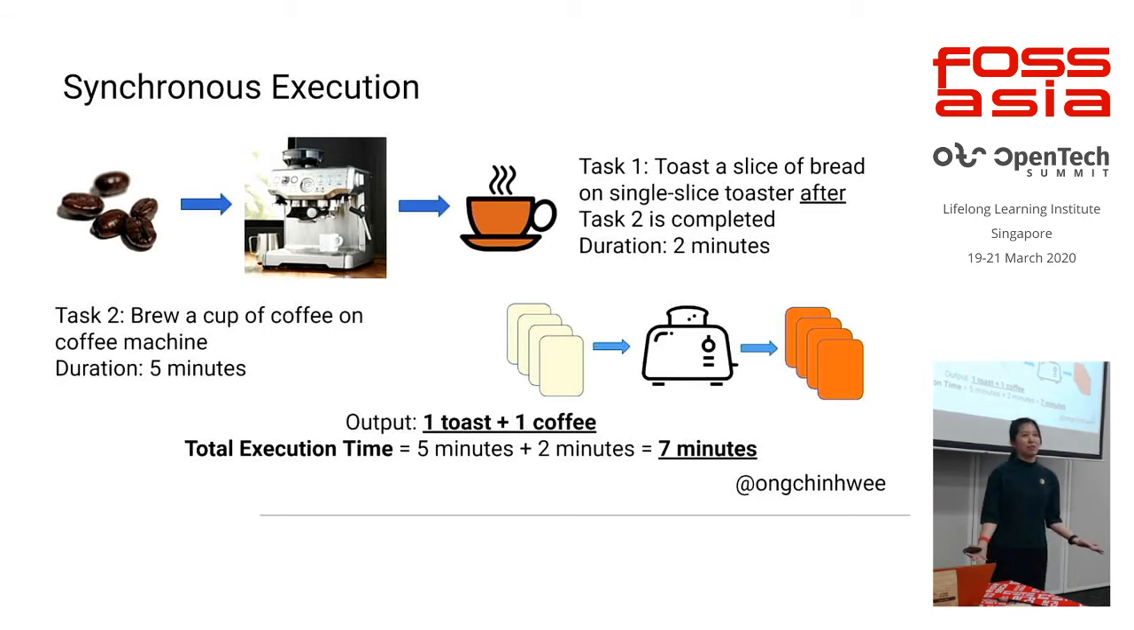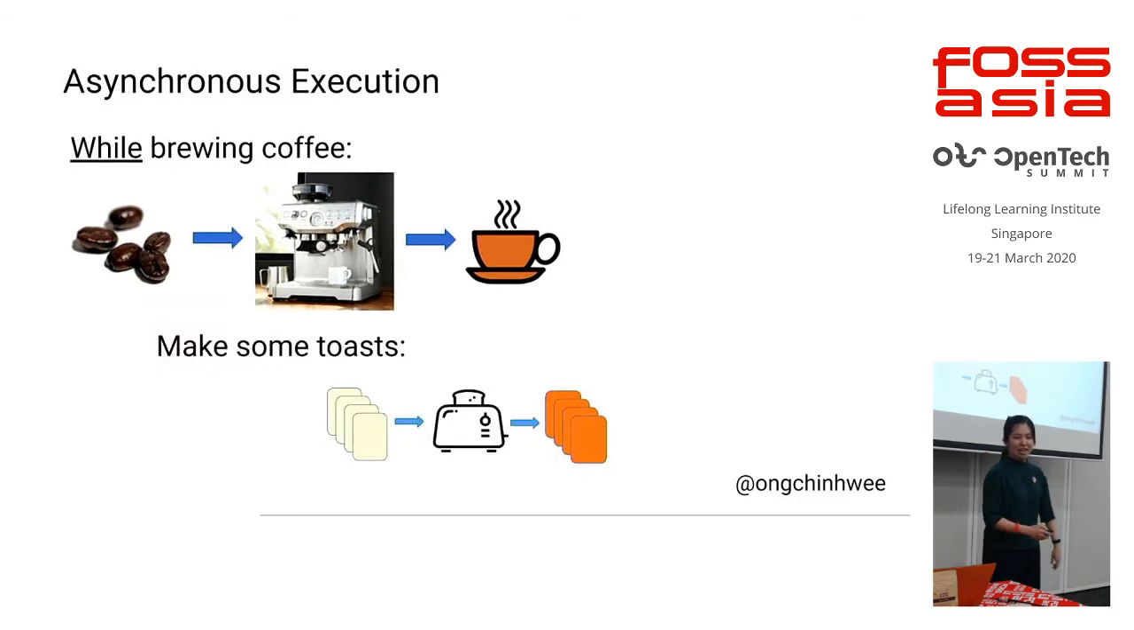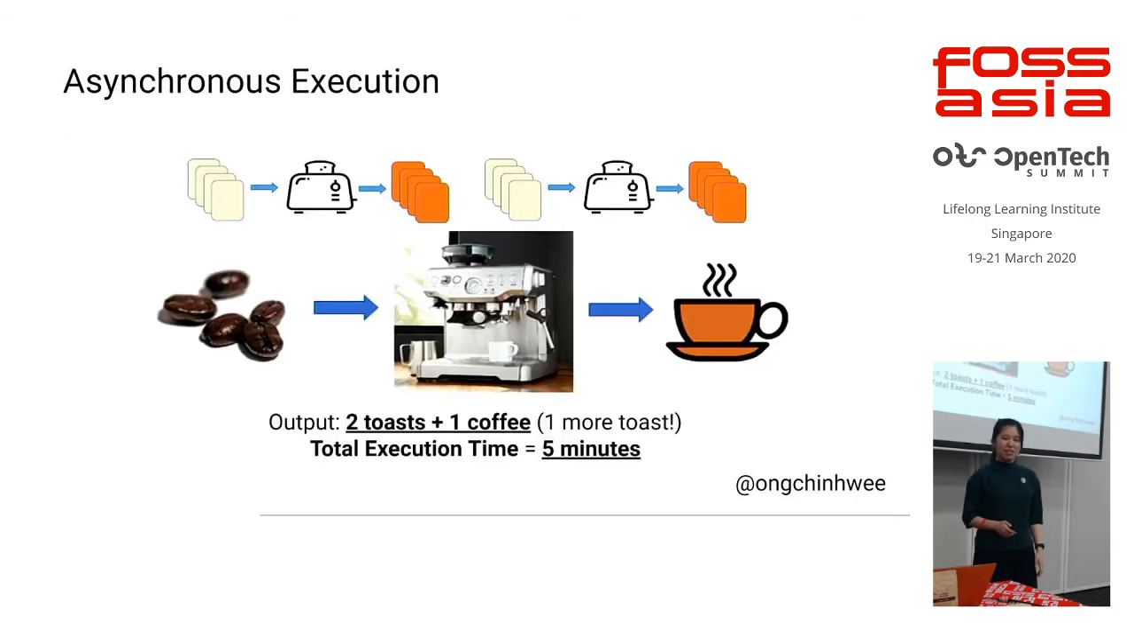I don't wait so long at Yakun. But if I do it the asynchronous way, it means I brew my coffee, which actually takes longer than making a toast. Then I go and make some toast while the coffee is still running, taking 5 minutes. My toast takes 2 minutes, so I can make my toast twice. After 5 minutes, I have 2 toasts and a coffee.